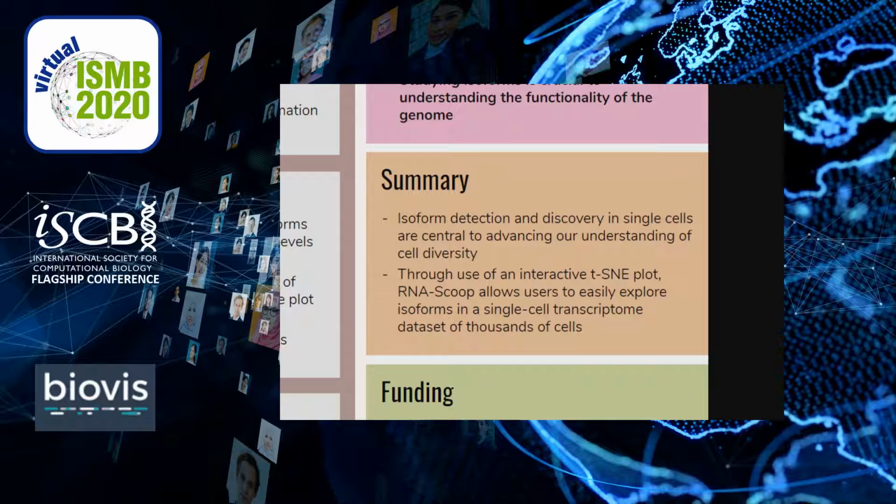So, in summary, isoform detection and discovery in single cells are central to advancing our understanding of cell diversity. Through use of an interactive t-SNE plot, RNA-Scoop allows users to easily explore isoforms in a single-cell transcriptome dataset of thousands of cells.